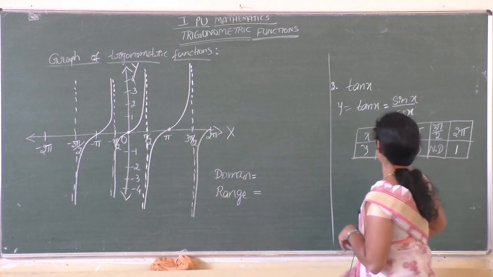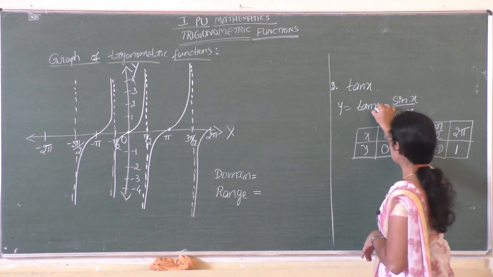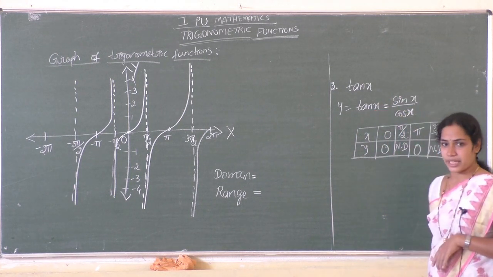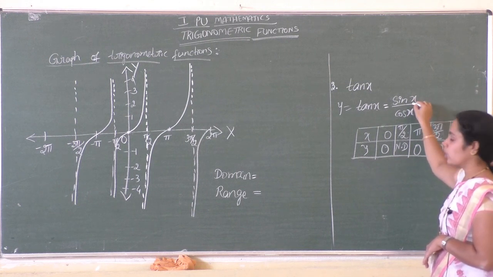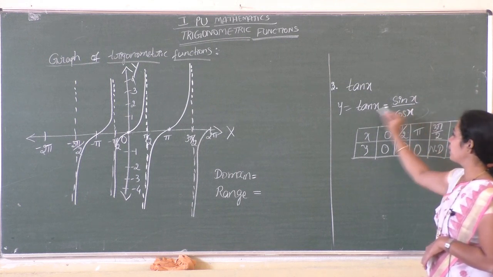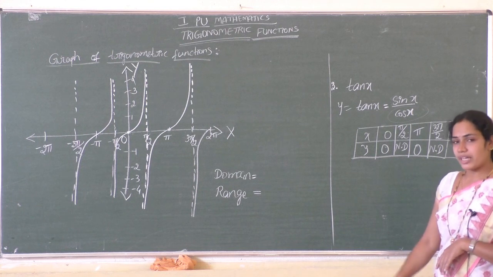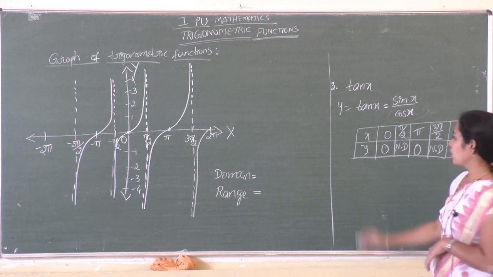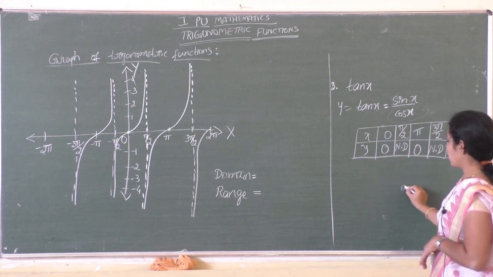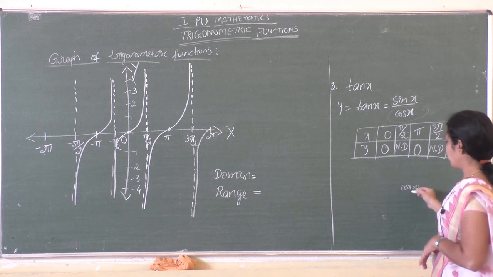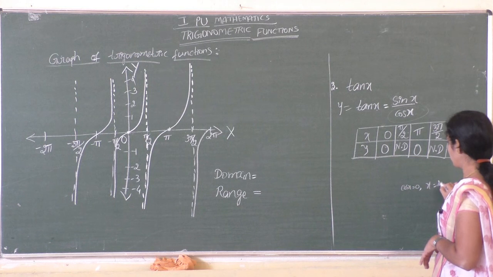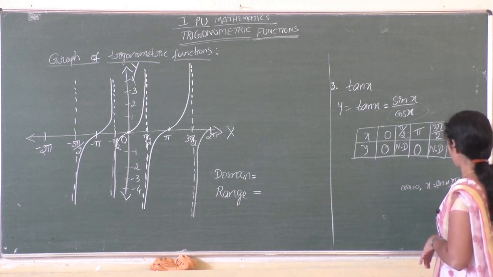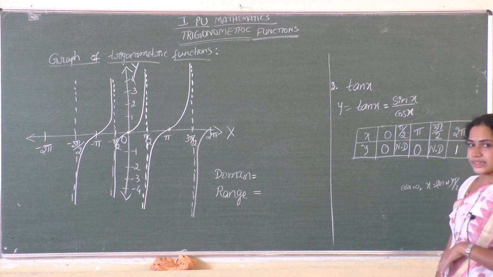Or, look here, tan x can be defined as sin x by cos x. The function is not defined only when the denominator is 0. When the denominator is 0, we have that formula: cos x is 0 only when x is equal to (2n plus 1) pi by 2 where n belongs to Z.